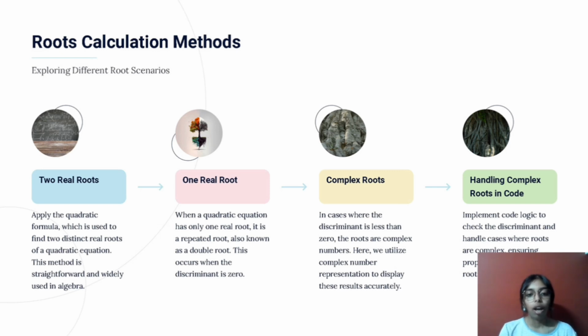One real root. When a quadratic equation has only one real root, it is a repeated root, also known as double root. This occurs when the discriminant is 0. Complex roots. In cases where the discriminant is less than 0, the roots are complex numbers. Here we utilize complex number representation to display these results accurately. Handling complex roots in code. Implement code logic to check the discriminant and handle cases where roots are complex, ensuring proper output for complex roots.